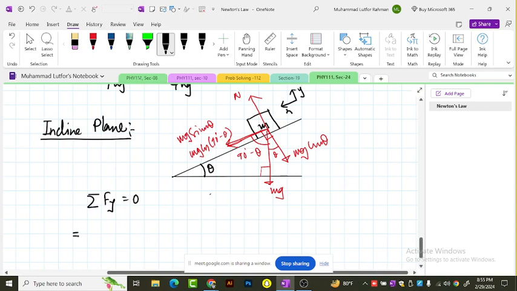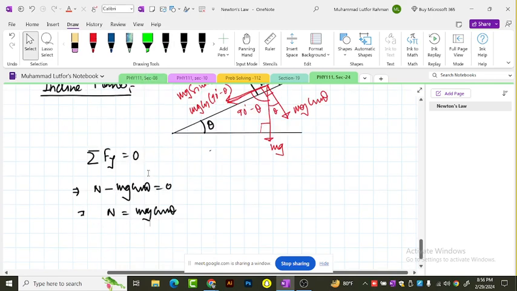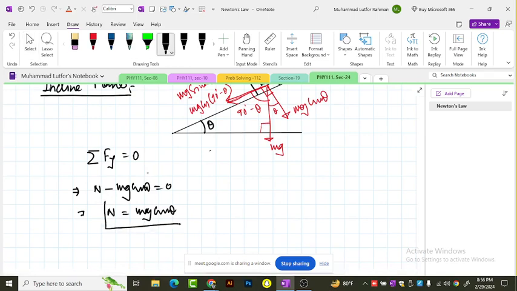Can I write this? Why am I writing it? Because the block is not moving in the y direction. It is moving in the x direction only. So that's why I am writing the net force along the y axis would be 0. Then it should be N minus mg cos theta equal to 0. I am sorry, then N should be mg cos theta, right? Which is actually the apparent weight of this block, because your actual weight should be mg. Right now it is different from mg, so that's why it's called the apparent weight of the block.